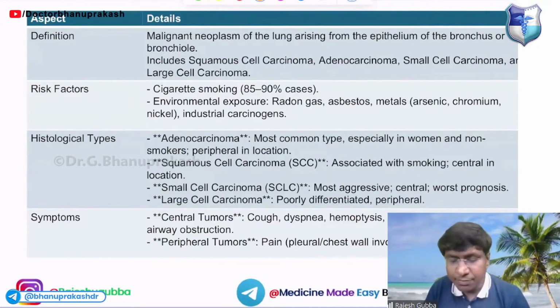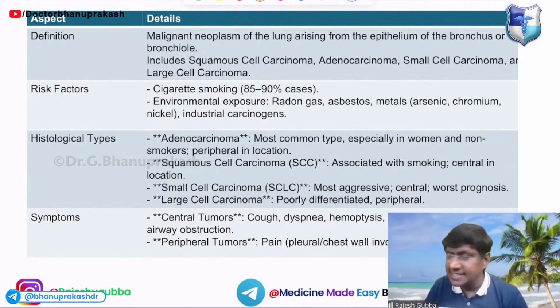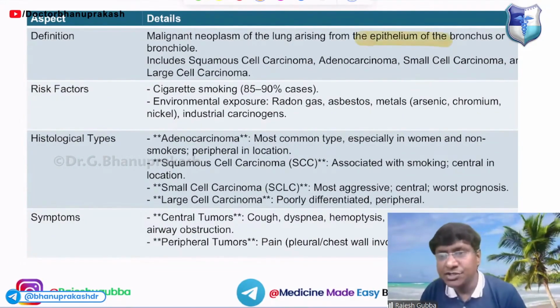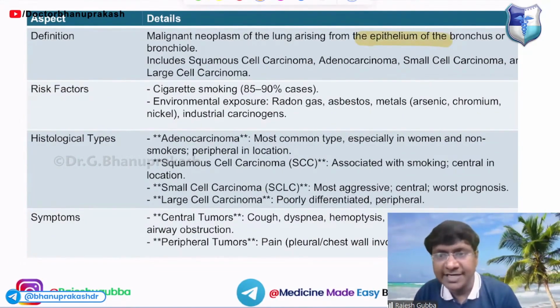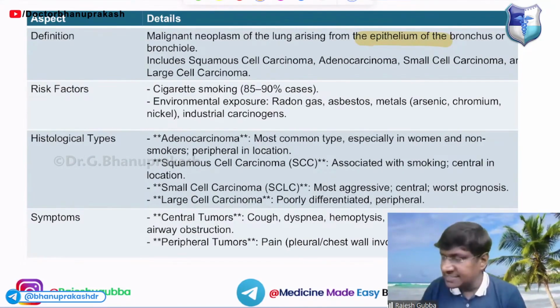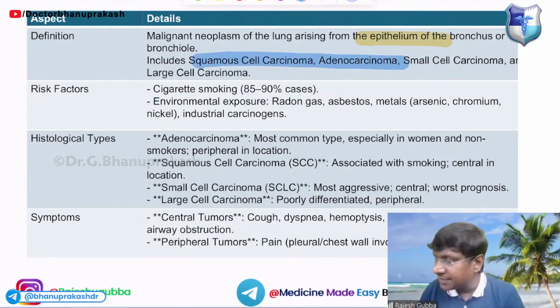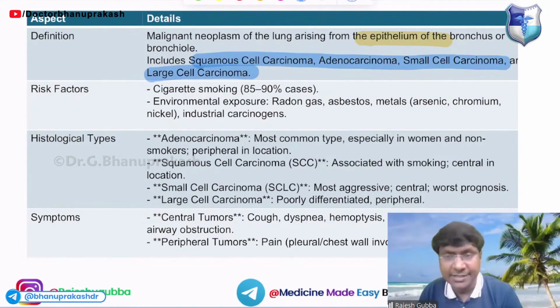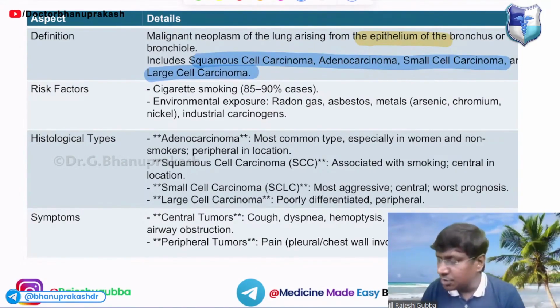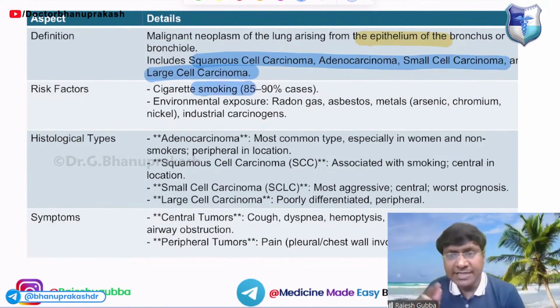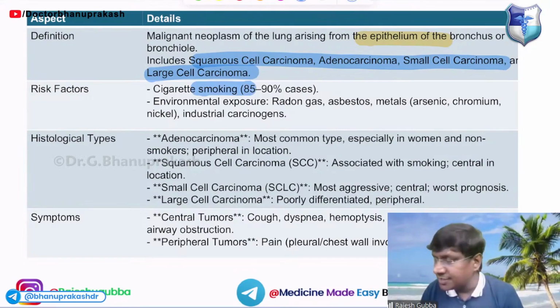Okay. So what is bronchogenic carcinoma? As such, it is a malignant neoplasm originating from the epithelium of the bronchus as well as bronchiole. What are the various types that we have? Squamous cell, adeno, small cell, and as well as the large cell carcinoma. Right? What is the most common cause? Cigarette smoking.